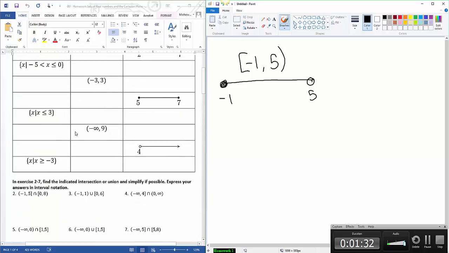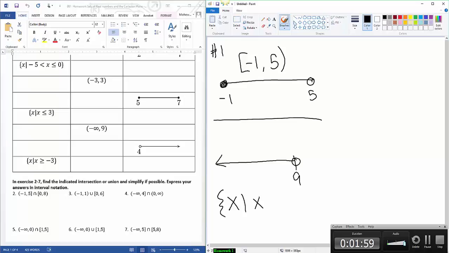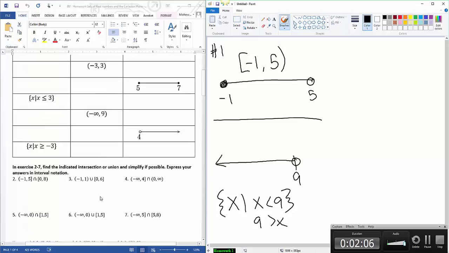If I wanted to do this one right here, I already know that it's from -infinity to 9. And so if I wanted to draw that out, I know it's going to be from -infinity all the way to 9, which is going to be an excluded value. And then to write the set notation of that, x such that x is less than 9. Now if you guys drew it like that, that's also correct. So both of those methods would be right.